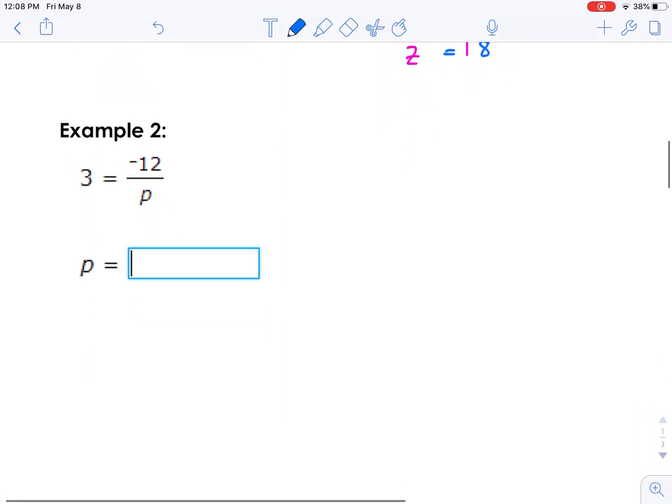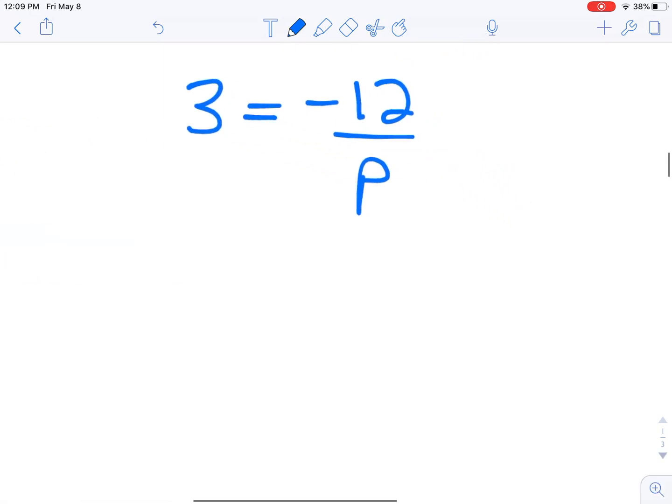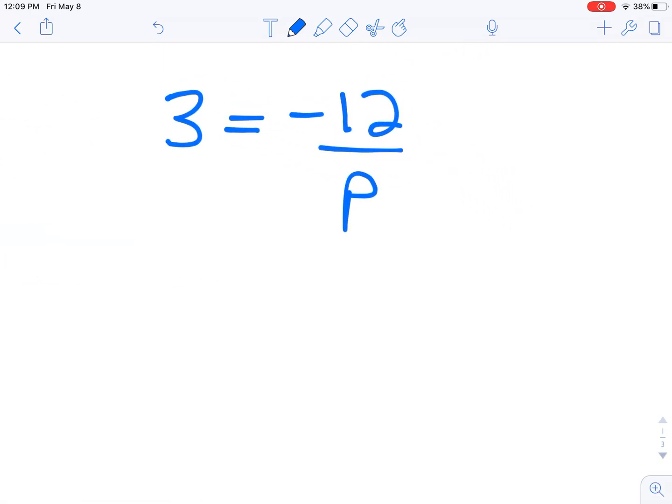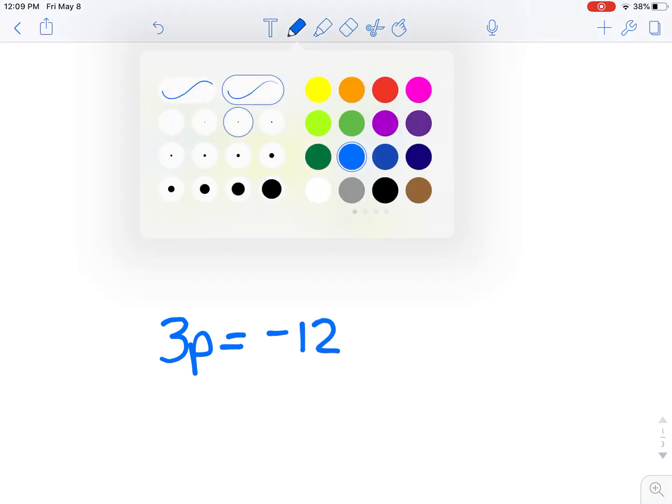Let's try this next one. So we have 3 equals negative 12 over p. Let's set it up as a proportion. To be a proportion, really one fraction is equal to one fraction. Then we're going to cross multiply. 3 times p is 3p. Put your equal sign. And when you multiply the other side, 1 times negative 12 is negative 12.